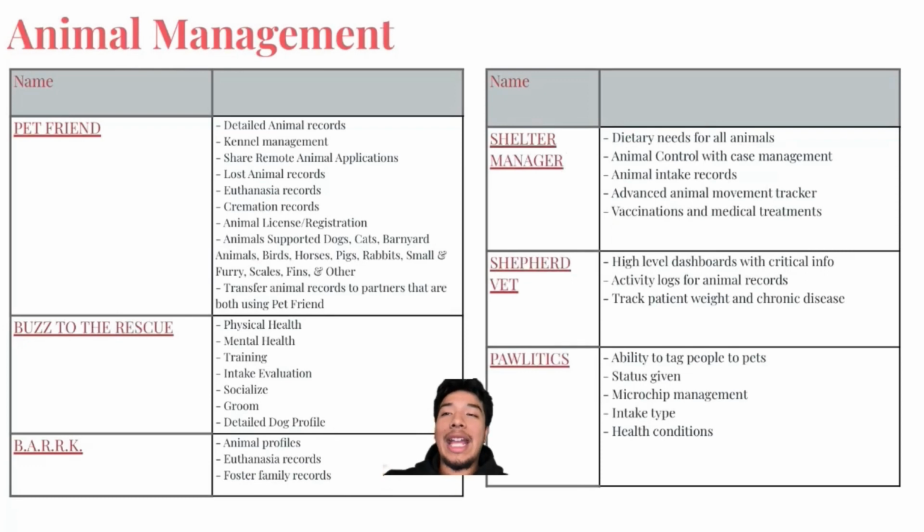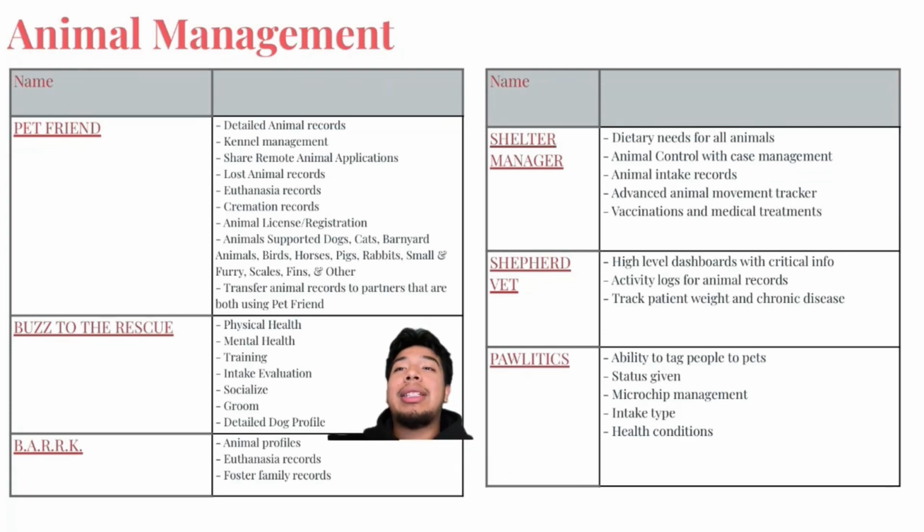Alright, so this is the animal management section from all the softwares my group researched. I'm going to go over some of the features that the softwares provide for animal management. Obviously, you can see PetFriend is very detailed, and it's what our project is going to strive for. Animal records are very important. Honestly, any records you can think of, they provide. They support all animals, which is great.